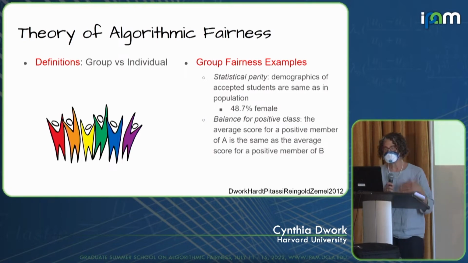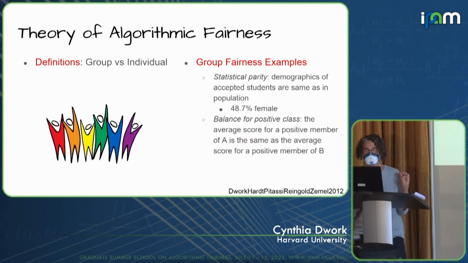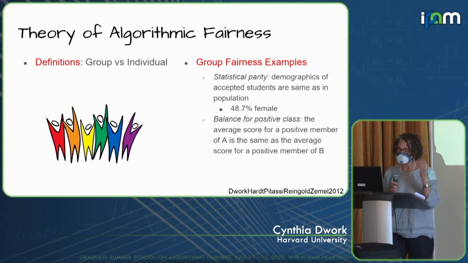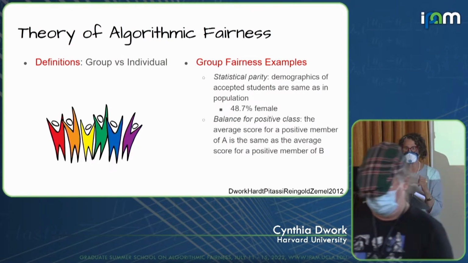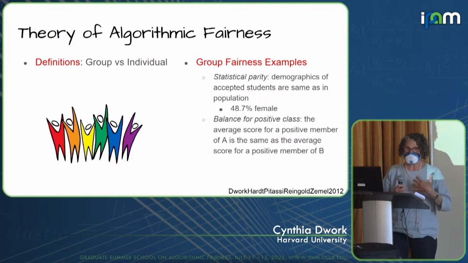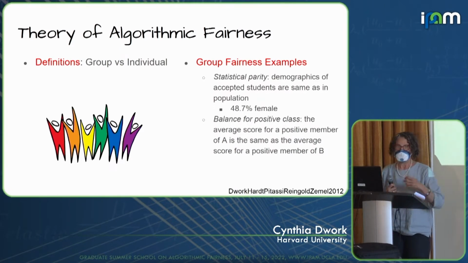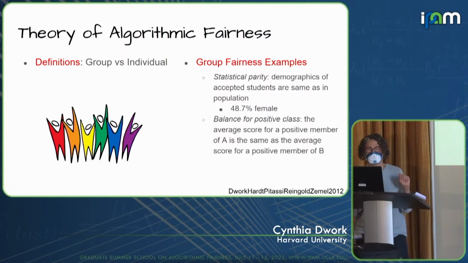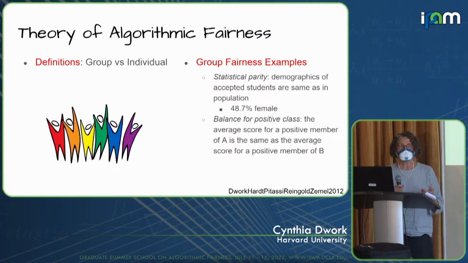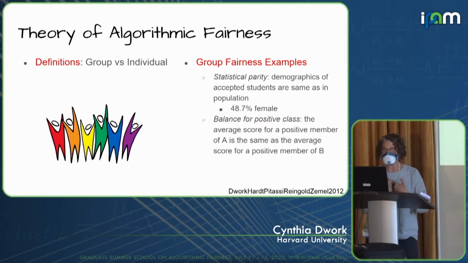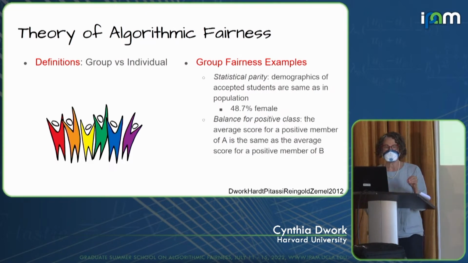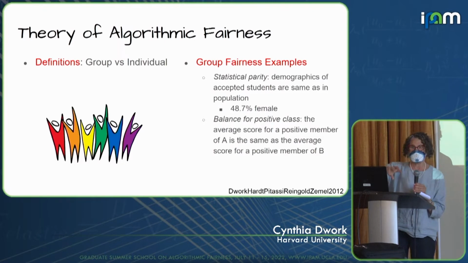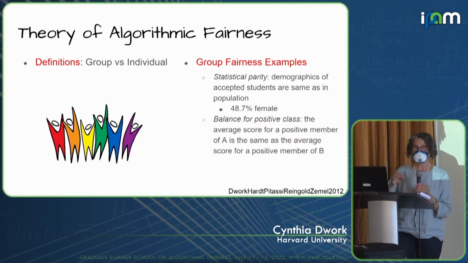Now, in a scoring function, you might have something like balance for the positive class. What this says is that in this kind of definition, there's an assumption that each individual is either positive or negative inherently. They have an internal truth. And now a scoring function is applied. And balance for the positive class says, if you look at the people whose internal truth is positive, is 1, and you look at the average score for positive members of group A, and you look at the average score for positive members of group B, then those two should be the same. Balance for the positive class.